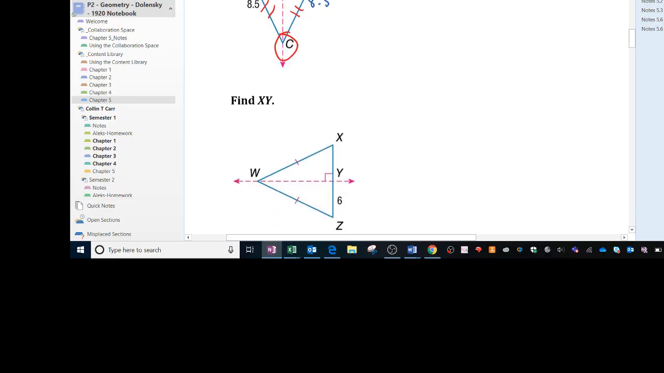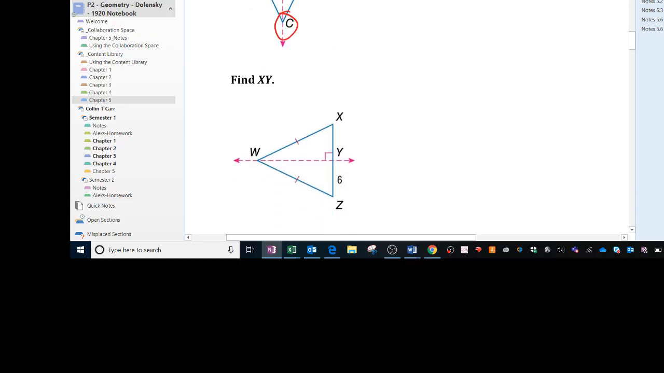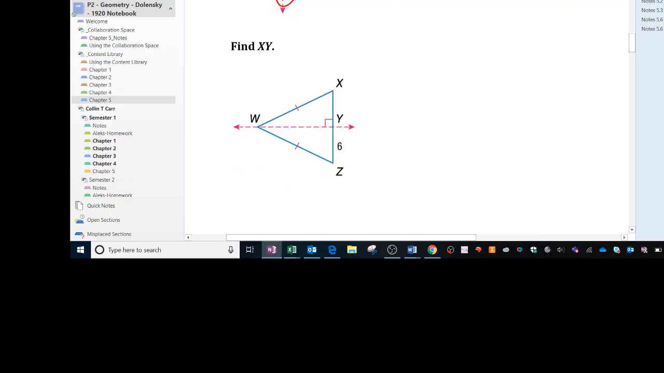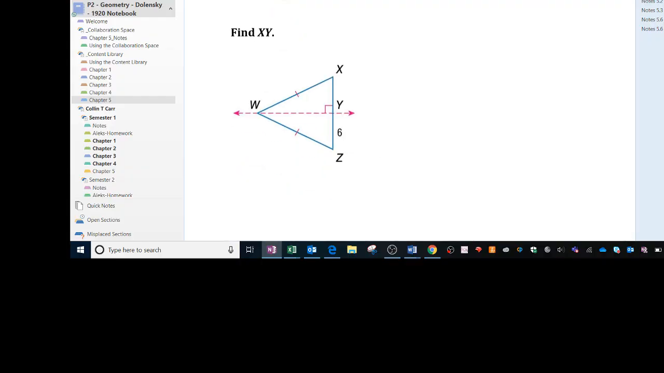Okay? Over here, we have the converse. What is XY? XY is 6. And again, we have a right angle, and we have that this side and this side are congruent. Therefore, that makes WY a perpendicular bisector, which means that this side and this side are the same.